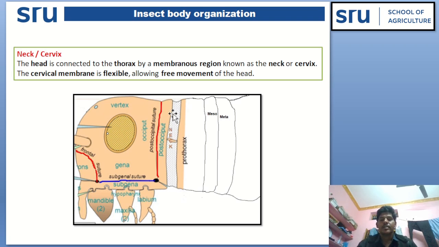Next is the neck or cervix. The head is connected to the thorax by means of a membranous region known as the neck or cervix. The cervical membrane is flexible, allowing free movement of the insect head.